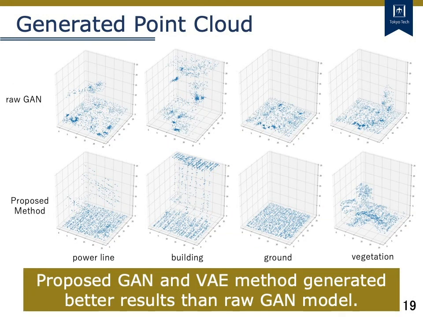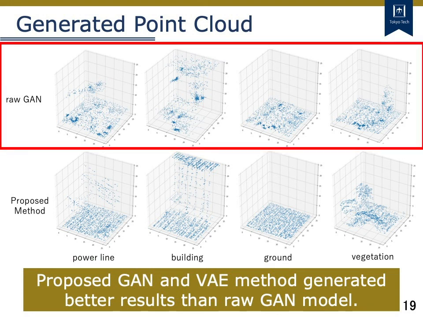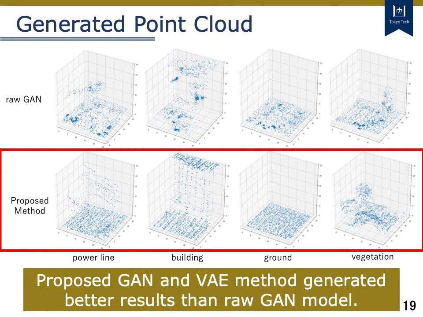Here, I will introduce the generated point cloud from our generator. We show some typical results including power lines, buildings, the ground, and vegetation. The upper figures indicate raw GAN results without VAE. The lower figures indicate our VAE and GAN results. Our method generated more realistic point clouds than raw GAN without VAE.